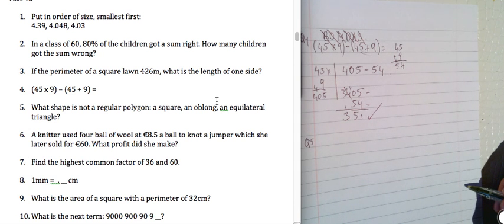What shape is not a regular polygon? A square, an oblong, an equilateral triangle. A polygon is a regular four-sided shape. Okay. An oblong is a type of rectangle, so that's a regular four-sided shape.